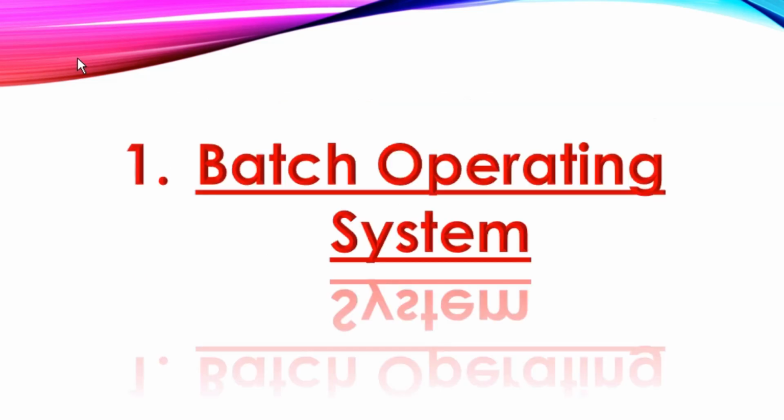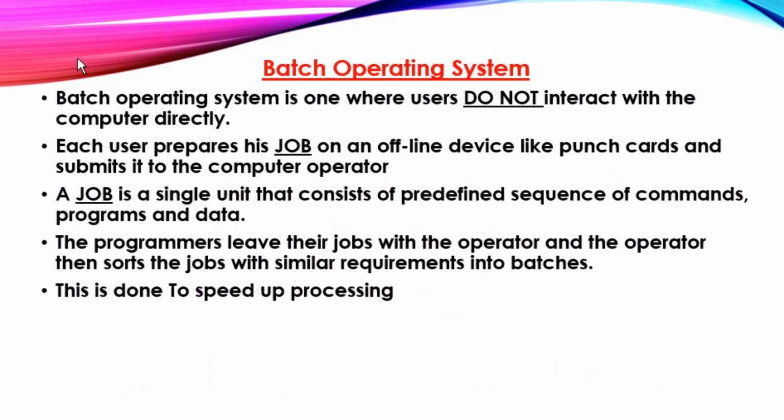Let's start with the batch operating system. The batch operating system is one where users do not interact with the computer directly. In this operating system, each user prepares his job on an offline device such as the punched cards and submits it to the computer operator. A job is referred to as a single unit that consists of a predefined sequence of commands, programs, and data. The programmers then leave their jobs with the operator, and the operator works to sort the jobs with similar requirements into batches. This is done to speed up processing.